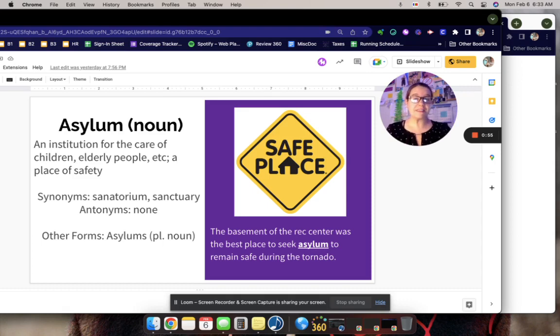Now, the sentence I've written is using the place of safety definition. So the basement of the rec center was the best place to seek asylum to remain safe during the tornado. You might also hear the use of an asylum as in the actual building itself as the name of it. But you can also just call anything where you're going to seek shelter or safety an asylum. People can seek asylum in another country, or at someone's home, or in this case, the basement of the rec center.